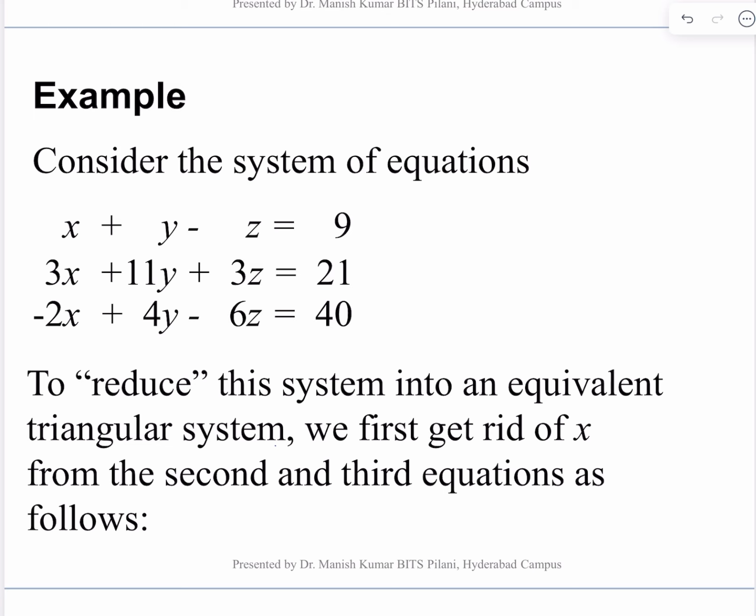Consider the set of equations. To reduce this system into an equivalent triangular system, we first get rid of x from the second equation, and then we get rid of x and y from the third equation. This idea we are going to use here. So we first get rid of x from the second and third equations. We want to remove the coefficient of x in the second and third equations. How do we remove the coefficient of x? Use the elementary row operation.